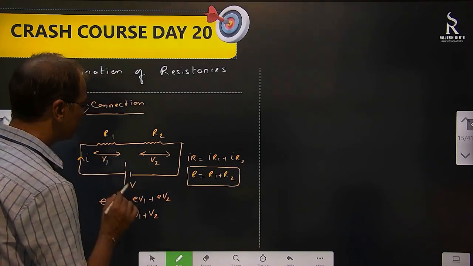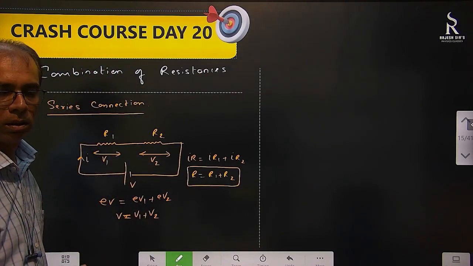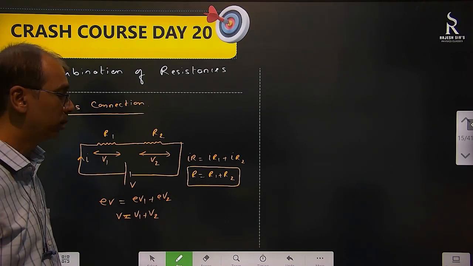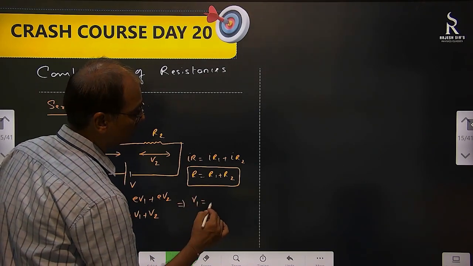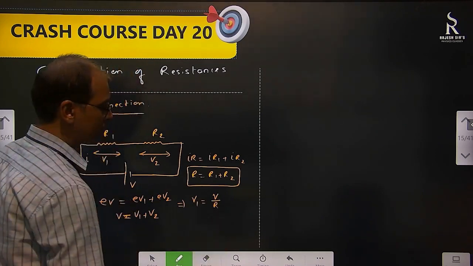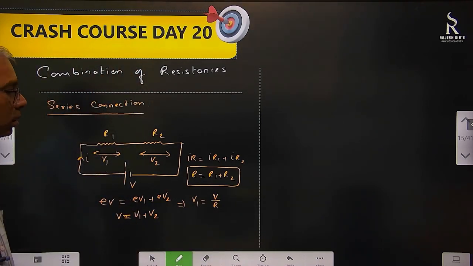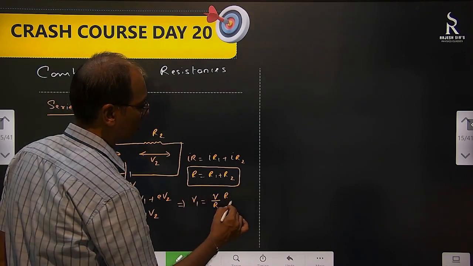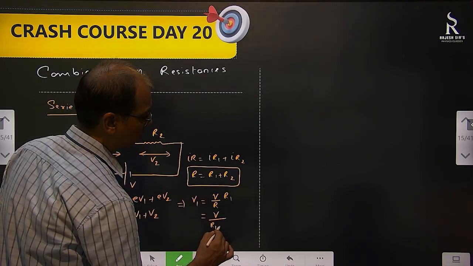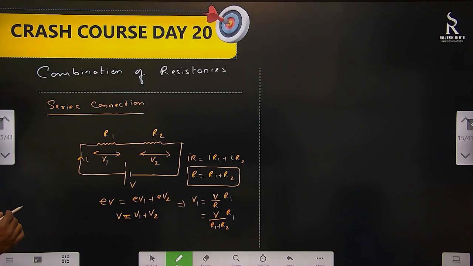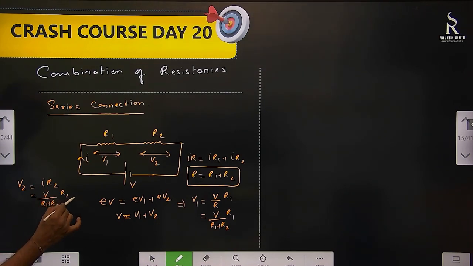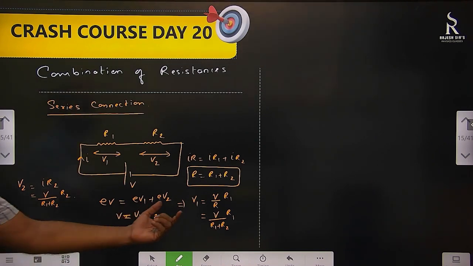Now, the important thing here is what is V1? V1 is IR1, but we have to find its value. I is V by R. So V1 is V by R into R1, that is V by (R1 plus R2) into R1, since R is R1 plus R2. That's the V1 value. Same way, the V2 value is IR2. What is I? V by (R1 plus R2), into R2. So this is how we can find V1 and V2.